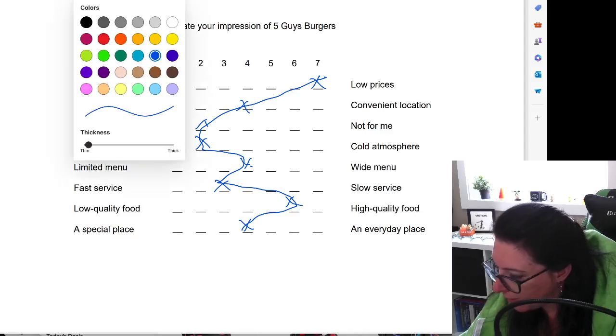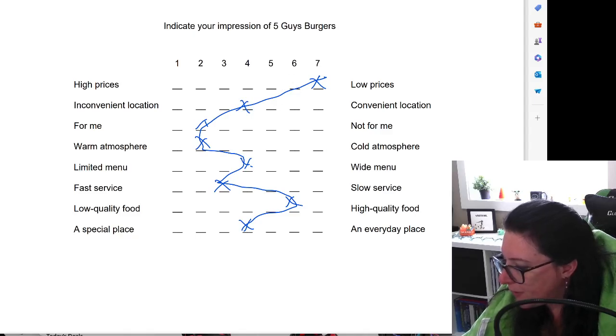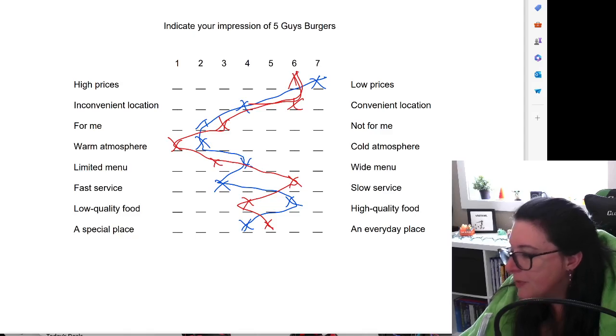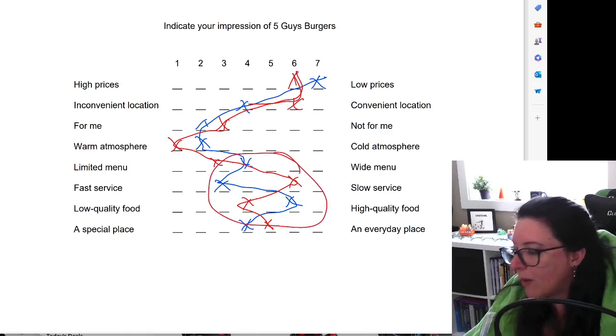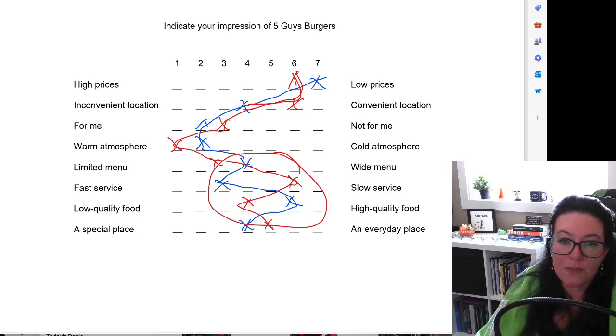Can I change my color here? Here we go. All right. Maybe they put here, here, here. Maybe they thought the service was slow. So in this case, when you start to see like here where they're crisscrossing, then we have different opinions from different people.